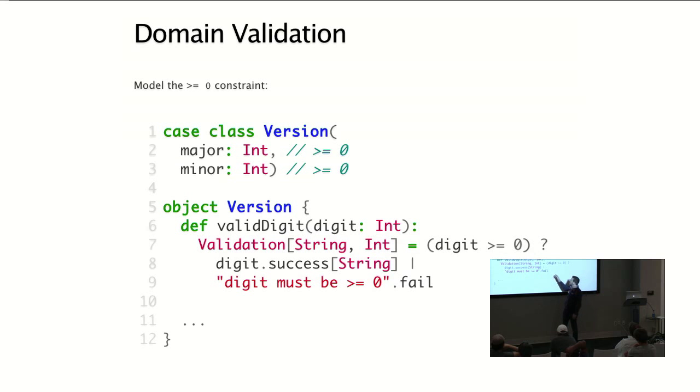So the general type is validation, and then on the left-hand side is the failure type. How do I describe what's wrong? It's going to be a string. And the right-hand side is what I want if everything's okay, which would be the digit. Does that make sense?